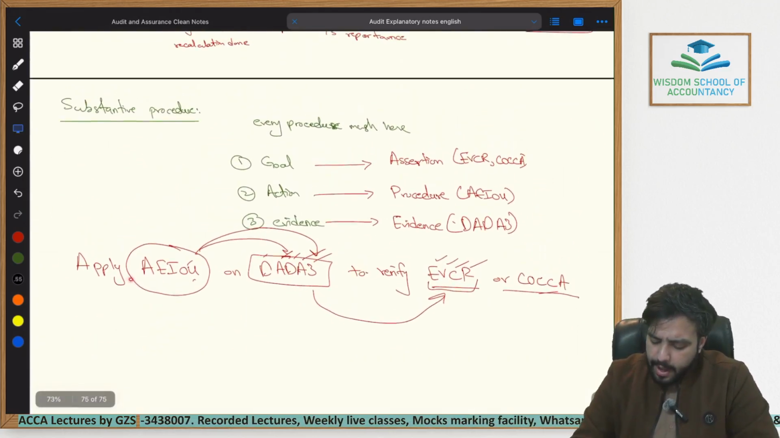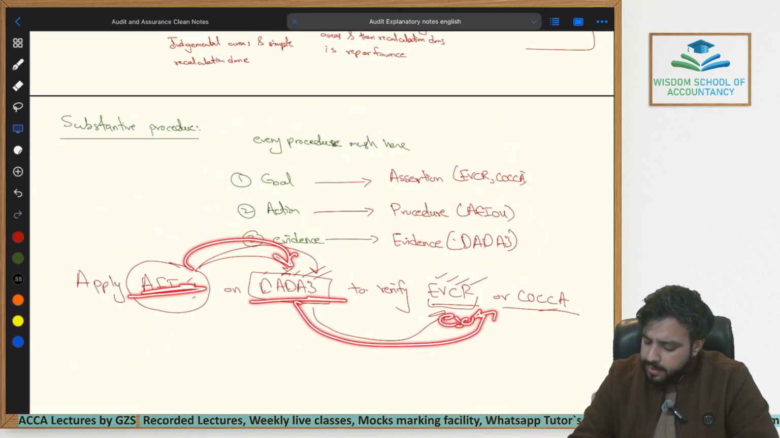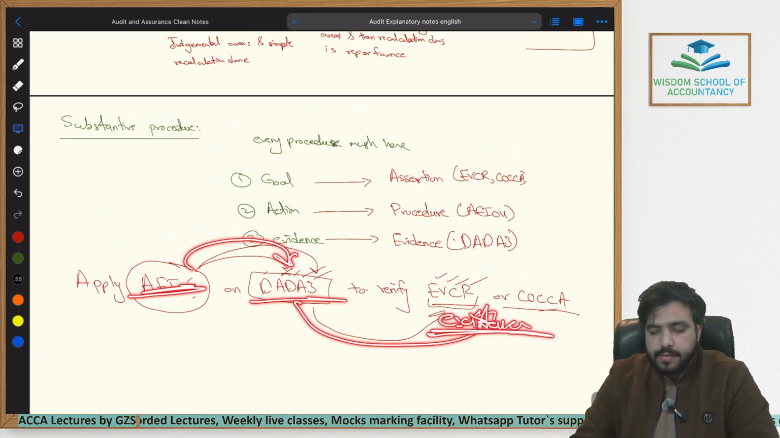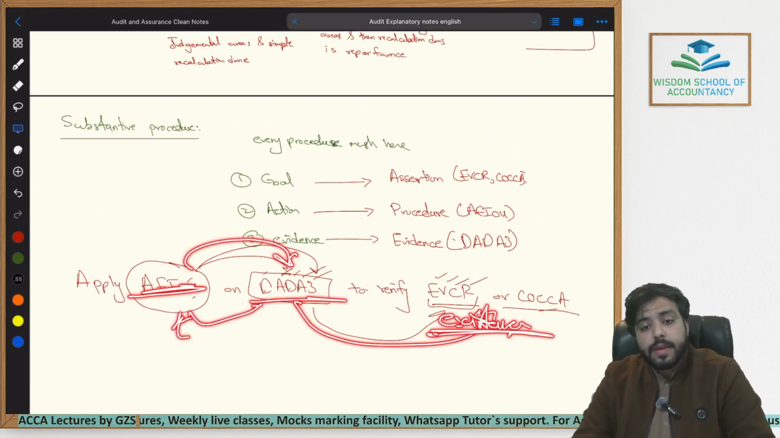Technique said that apply AEIOU on data 3 to verify the assertion. Here we are trying to verify the existence. To verify existence, what is the procedure that we perform and from where can we get the evidence?